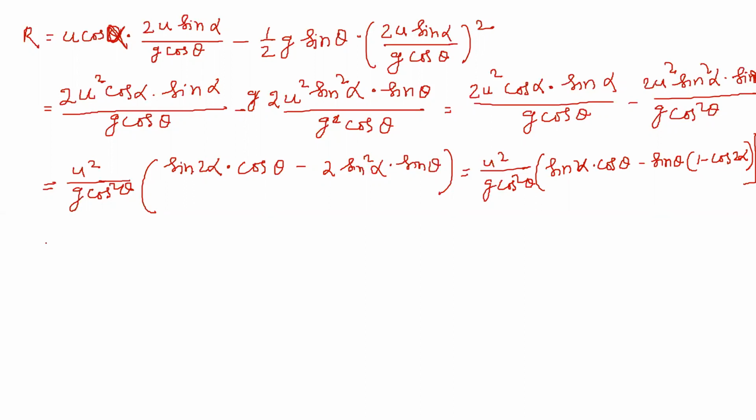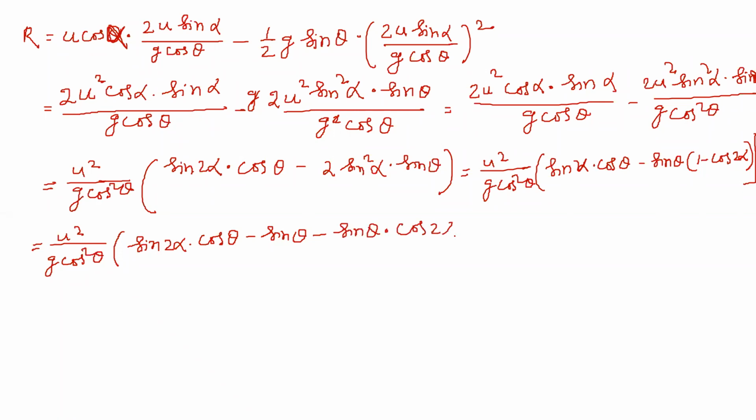Then again, let's go to u square by g cos square theta whole into sin 2 alpha was there, I wrote it, into cos theta was there, I wrote it. Yes or no? Friends, see here. If I open the bracket, then what will I get? Minus sin theta into cos 2 alpha. Yes or no? By opening the bracket here, I got this line.